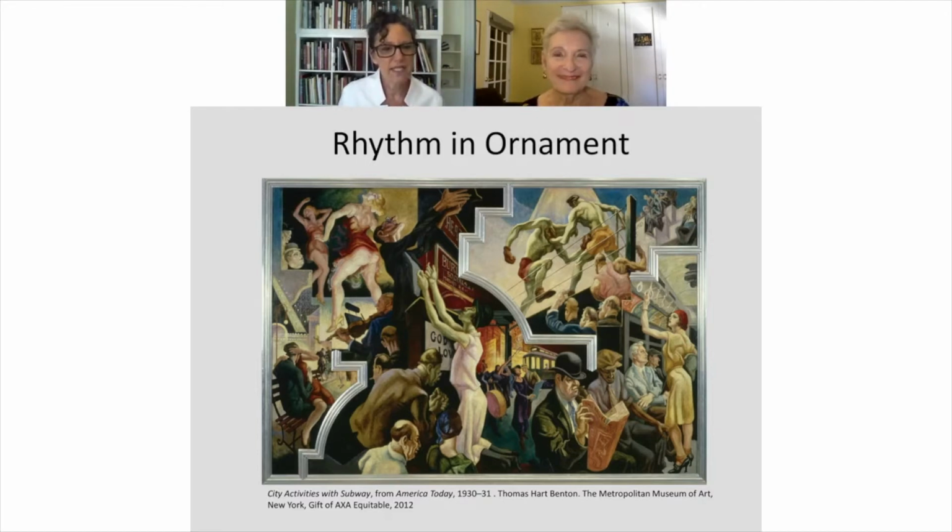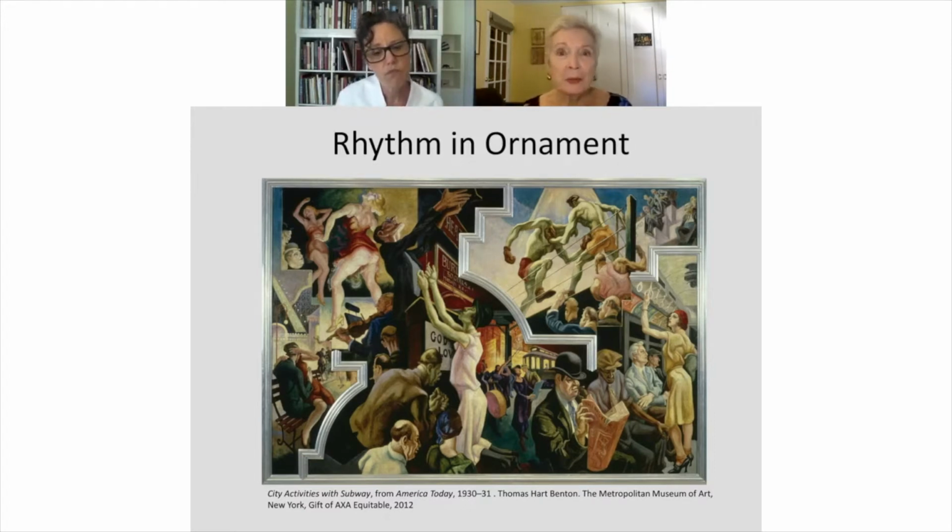And one of the things that you had mentioned a while back was rhythm and ornament. And I wanted to kind of go through some examples. That's such a beauty of the phrase, and it ties into the relationship between the art and the frame. And I thought we'd start with a few examples that you shared with me, including this Thomas Hart Benton mural.